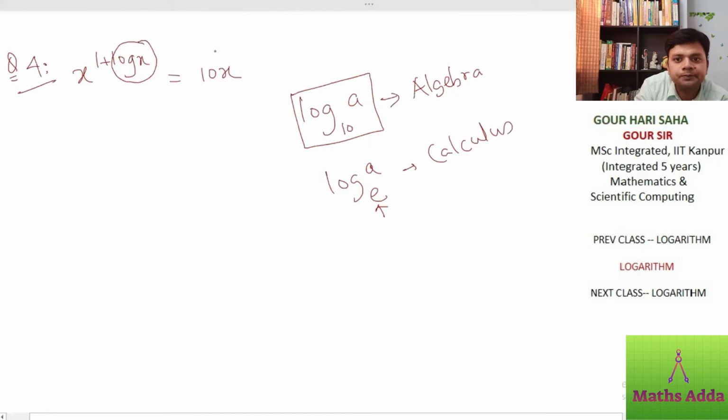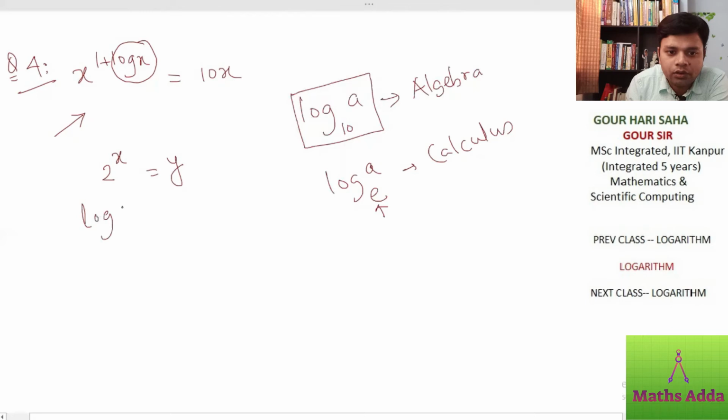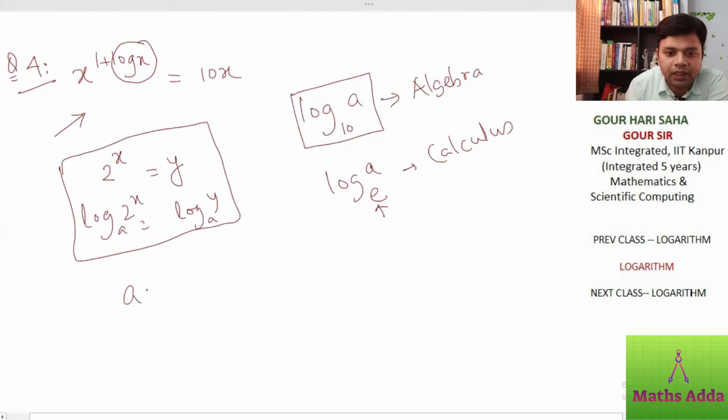So this is x to the power (1 plus log x) is equal to 10x. This is not exactly logarithmic. What I will do is take log both sides and it will convert to log. Meaning take log both sides. I think I'm taking log for the first time, right? So if 2 to the power x is equal to y, if I take log, it means log of 2 to the power x base a and log y base a. That's what I'm saying. Take log. So if a is equal to b is given, then I take log and say log a is equal to log b. Clear? So I am going to do that.